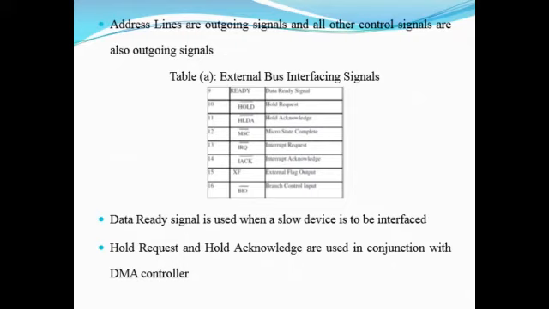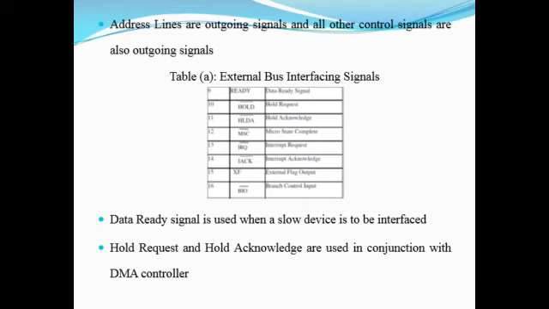If I consider these external bus interfacing signals, you can see the data ready signal, hold request, hold acknowledge, microstate complete, interrupt request and interrupt acknowledge, and external flag output, branch control output or input. If the ready signal is high, then we can say that the data is ready. Hold bar is the hold request. Then HLDA, hold acknowledge, is the acknowledgement signal. These two are active low signals. Microstate complete we are not using.